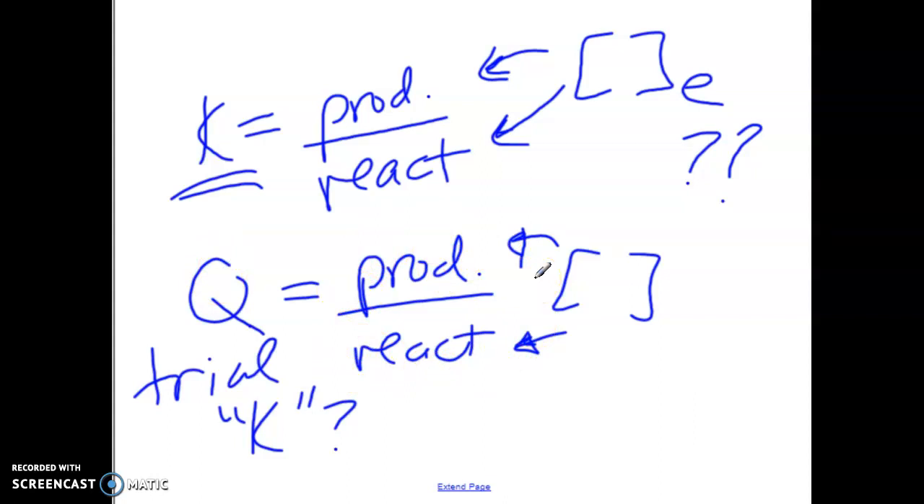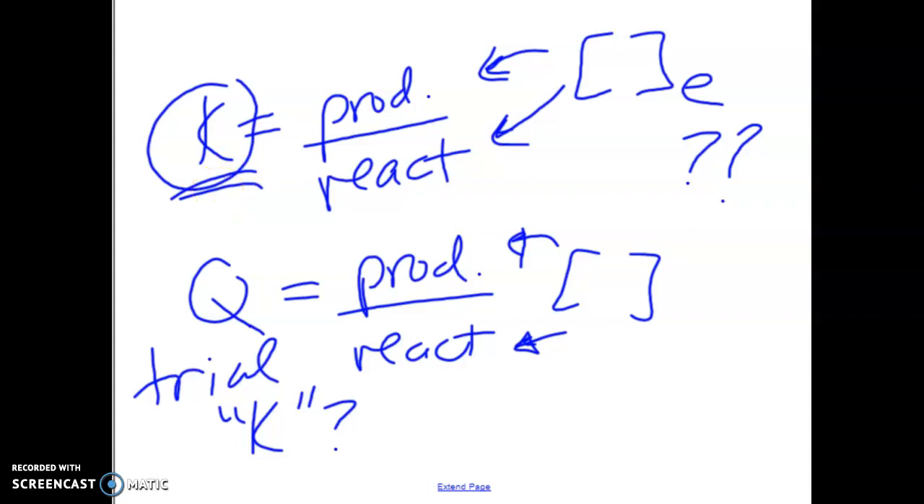So if you recall, we talked about the size of K. So if we have a very large K, that means that we have a lot more product in comparison to reactants, right? So the numerators are larger value. If you have a small value of K, that means typically you have more reactant, right? A larger denominator. But whatever the K value is, that is a constant for that reaction at that particular temperature.